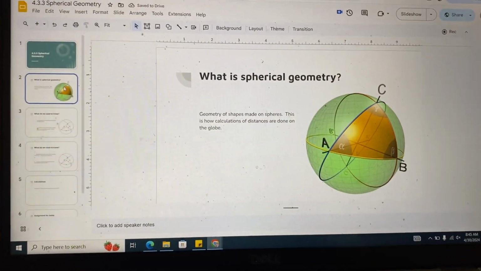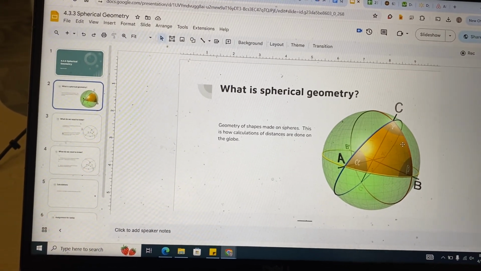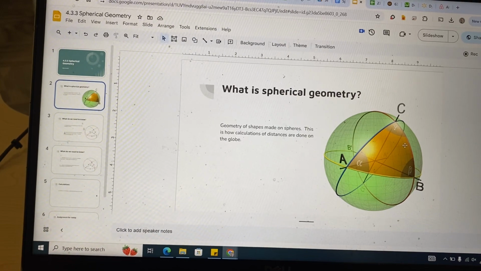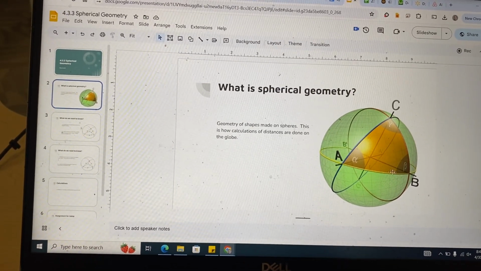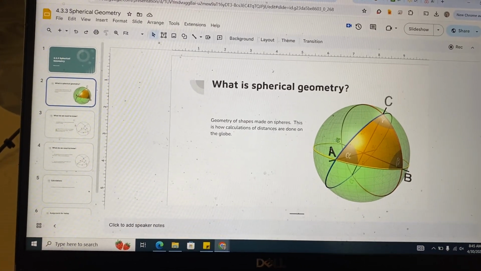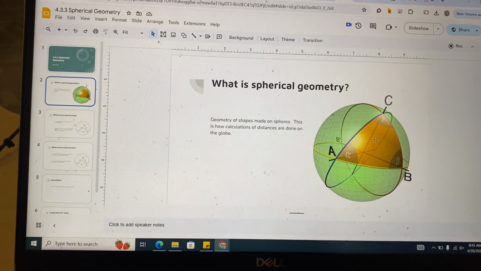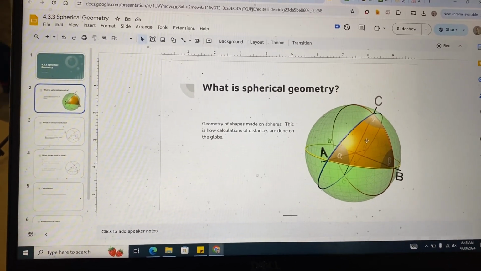So what's spherical geometry? This is spherical geometry. It's shapes made on spheres. It's how we do calculations of distance on the globe so that we know we're traveling. We're not actually traveling in a straight line. We're traveling on something curved. We got 3 different points that we're using to triangulate distance. GPS satellites work kind of like with this stuff too.